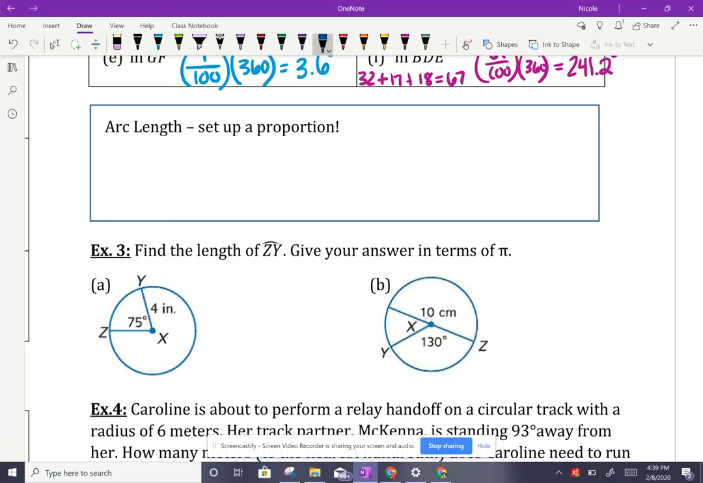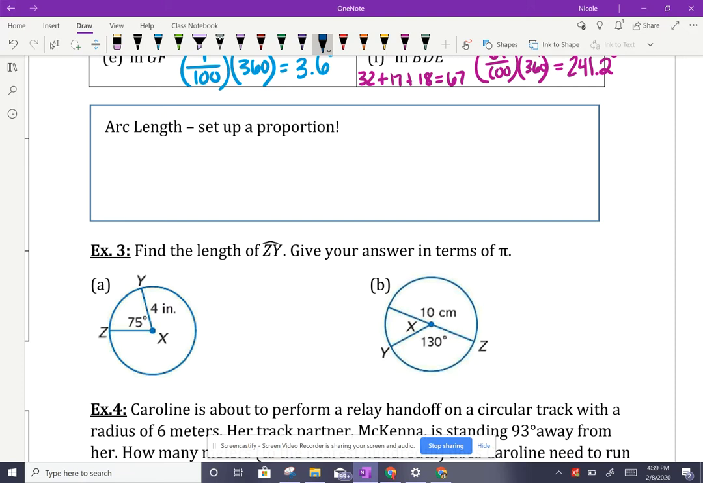All right, we're going to be talking about the arc length now. So the arc length is the actual physical portion of the circle edge, like part of the circumference. So it's something we measure in feet, inches, some other type of physical unit, not in degrees.